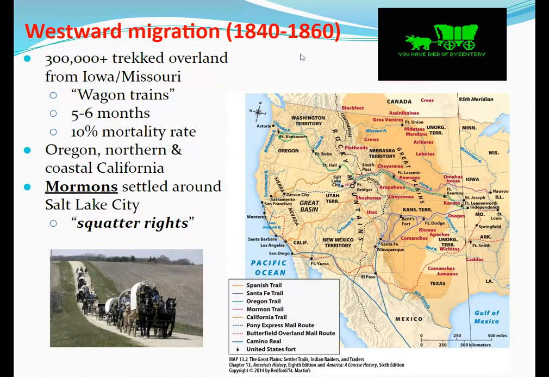So, westward migration, we're going to have people going west and settling long before the United States actually has official claim to much of these lands. For most of the people who went out west, what they were doing was called squatting. They had no legal right to be where they were.